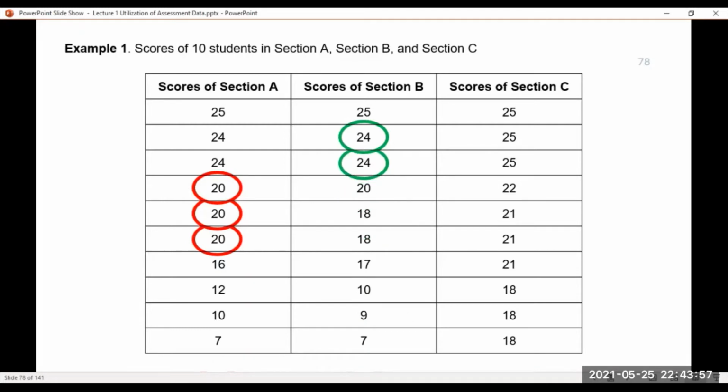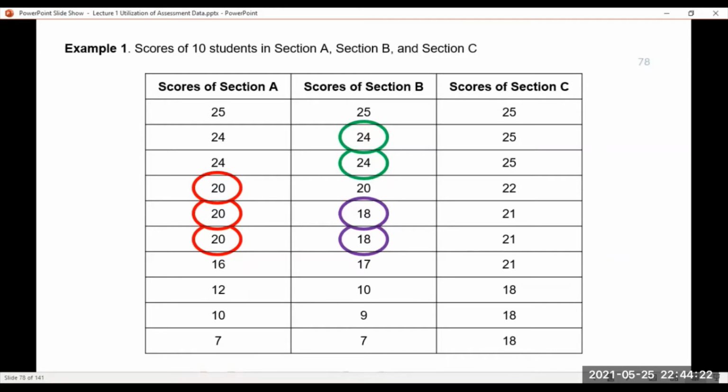Okay, and then right after that, you have 18. So yung dalawang nag-uulit na number, you have 24 and 18. Dalawang 24, dalawang 18. Therefore, the modes of these scores are 24 and 18. And this is an example of a bimodal.